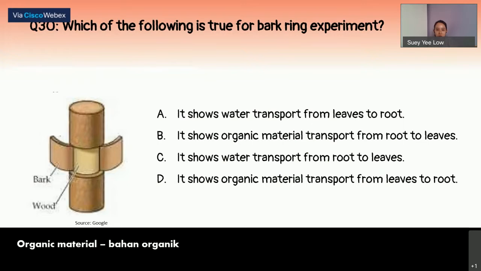So you know that it's a removal of your phloem. Phloem is the one that transports your organic material. Organic material comes from photosynthesis, right? So which one will be the correct answer? From the root to the leaf or from the leaf to the root? You're clever enough. Of course, you know the answer will be D. It shows organic material transport from the leaf. And where does the photosynthesis start? In the leaf. Okay? So good job.